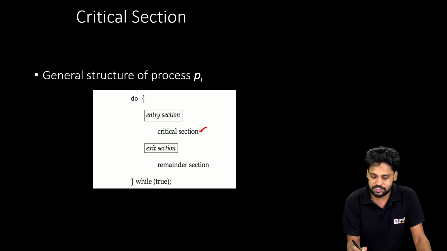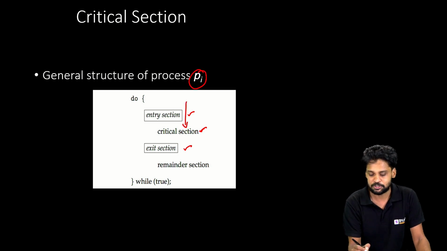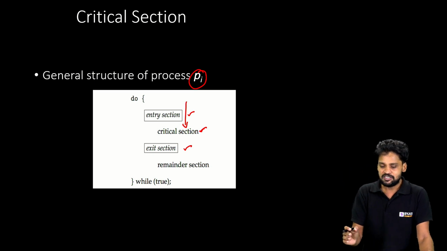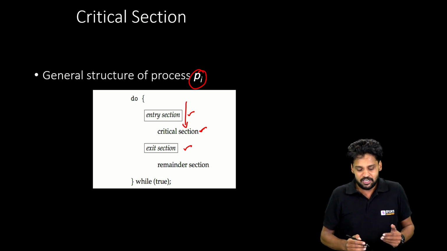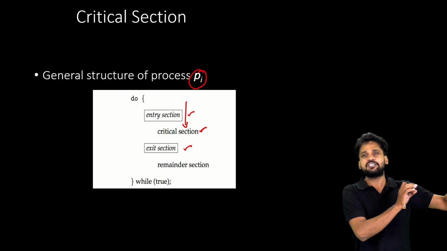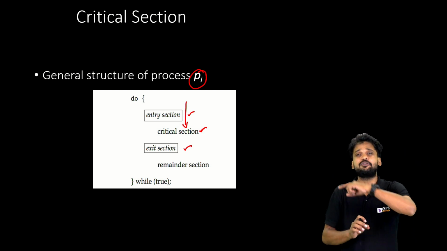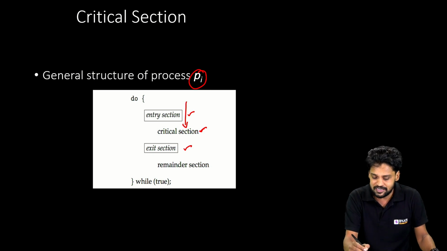How to protect the critical section? I will have two gates. One is the entry section, and one more is the exit section. Before I open the gate, I need to make sure that only I, only this process Pi, am entering into the critical section. If already one more process is in the critical section, I won't be allowed to enter into the critical section. Upon leaving the critical section, I need to admit that I left the critical section. If somebody else is waiting to enter into the critical section, they may do so. So in this way, the total critical section will be protected.